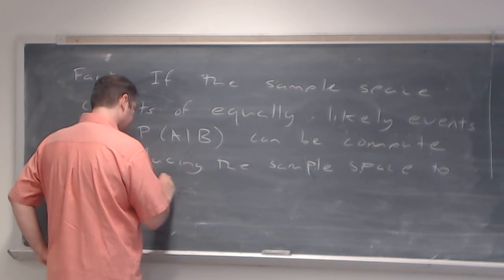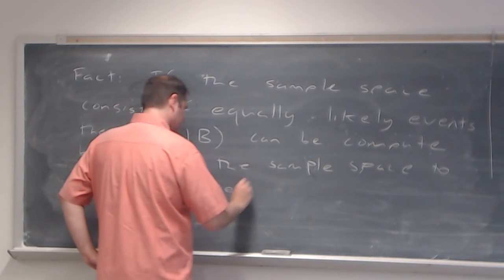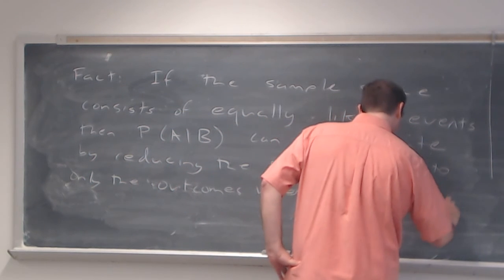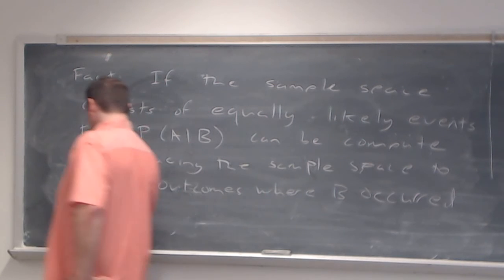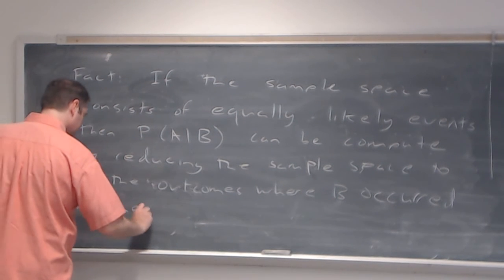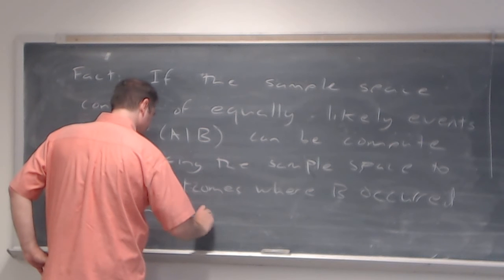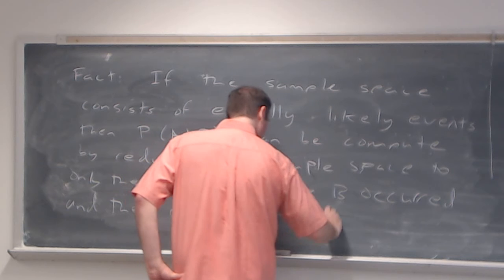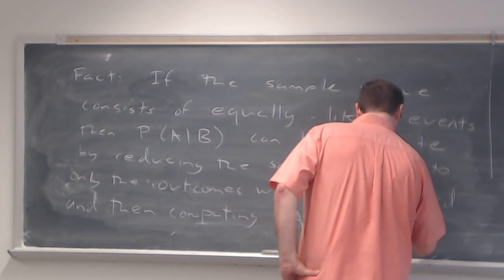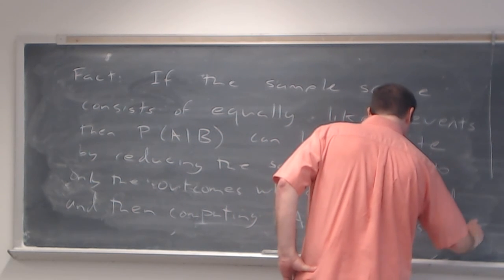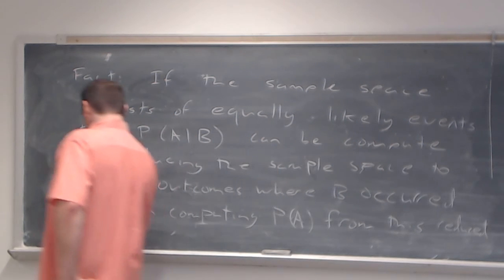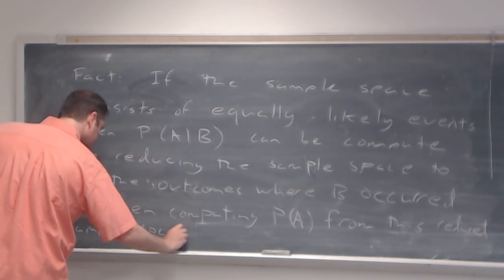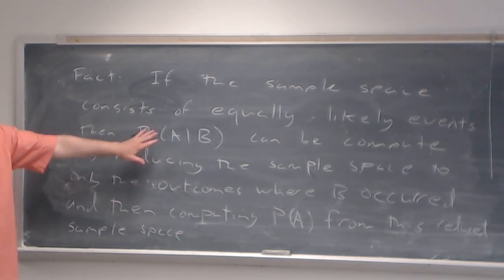Only the outcomes where B occurred. And then computing the probability of A from this reduced sample. Okay? So that's how you get the probability of A given B.